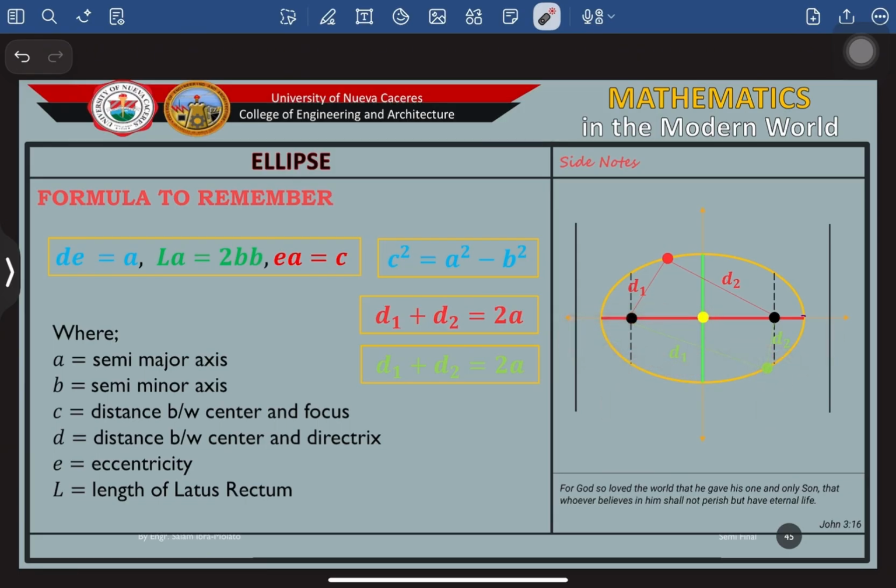Then E is the eccentricity. L is the length of the latus rectum.